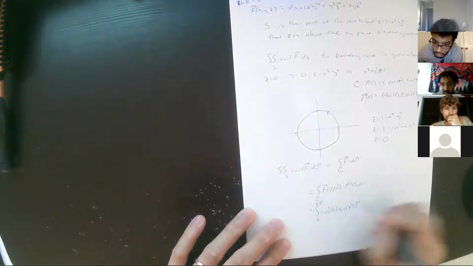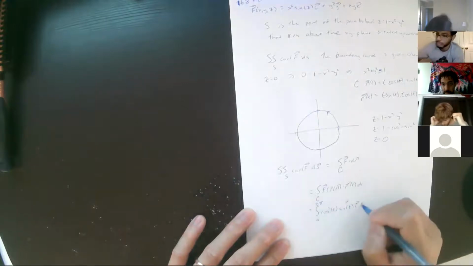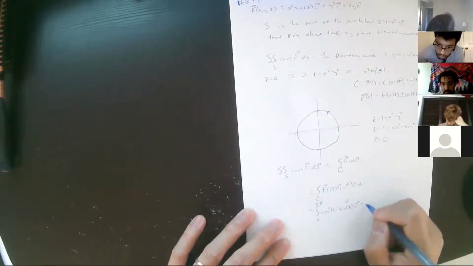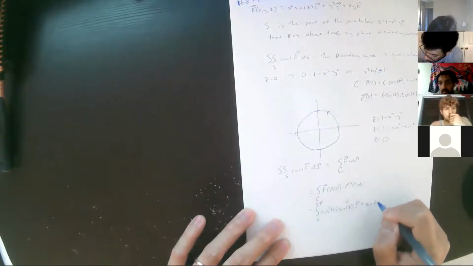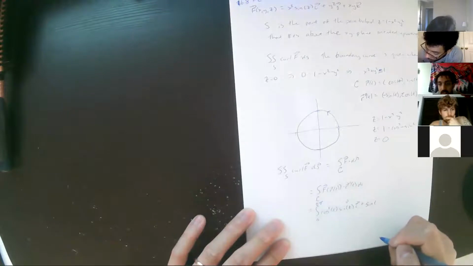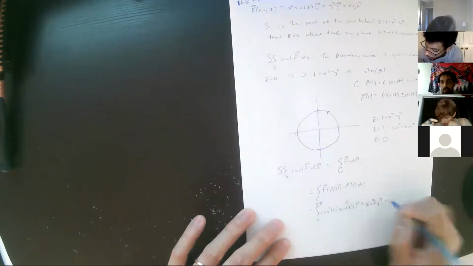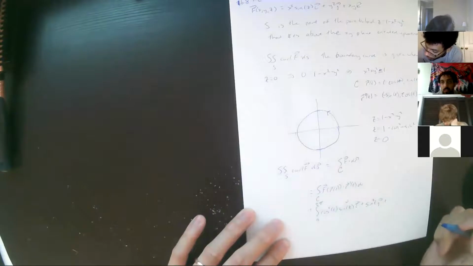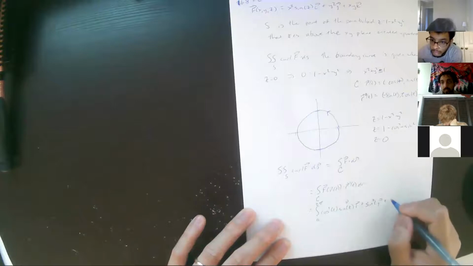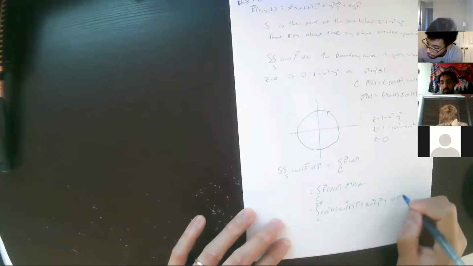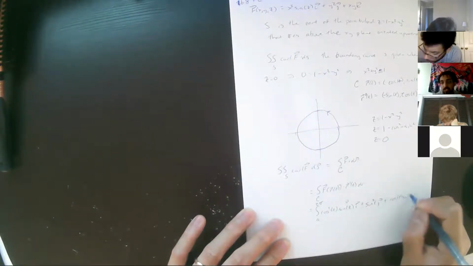So we'll keep that there for now. This is 0. Plus, what does this one say? Y squared would be sine squared t, j, plus cosine t sine t.